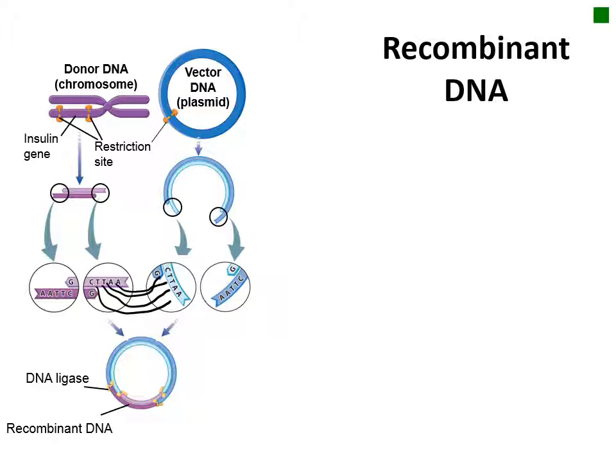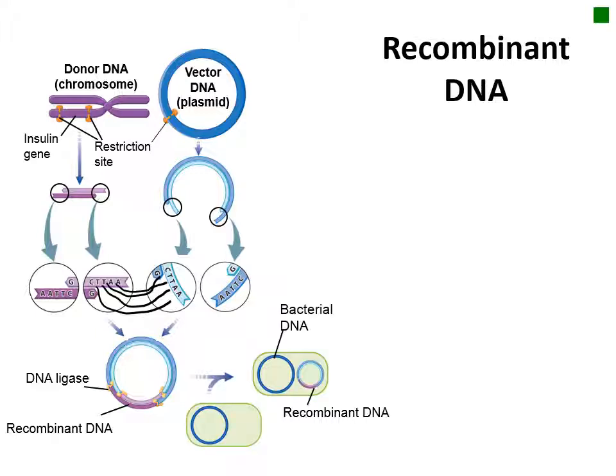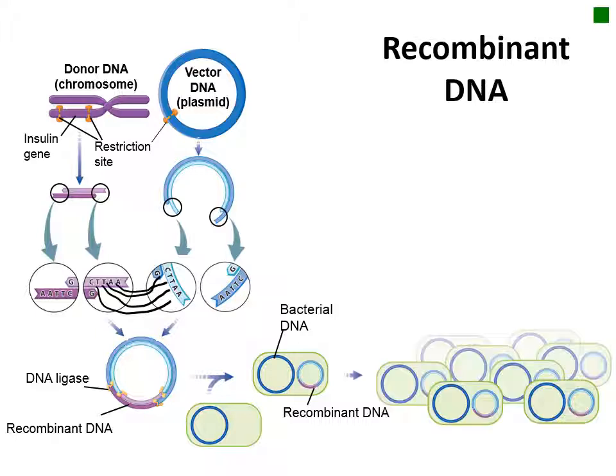Many times, this recombinant DNA can then be inserted into a bacterial cell. The bacterial cell then replicates, making many copies of the recombinant DNA. These bacteria are used in various industries to produce molecules of interest. In this example, the bacteria are producing insulin that we use to treat diabetes.